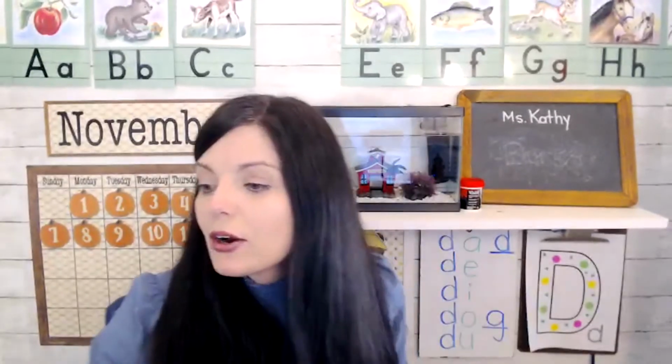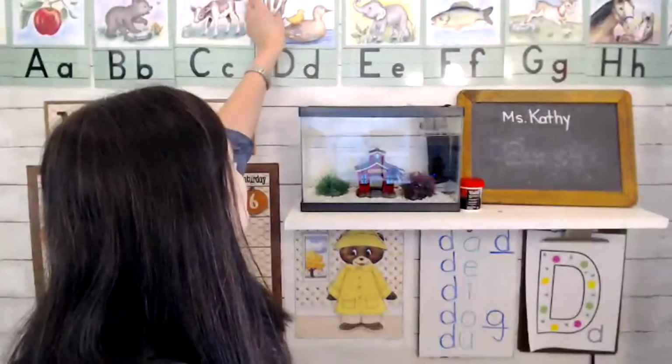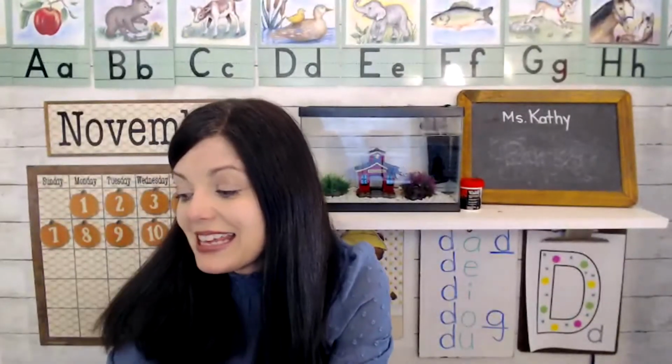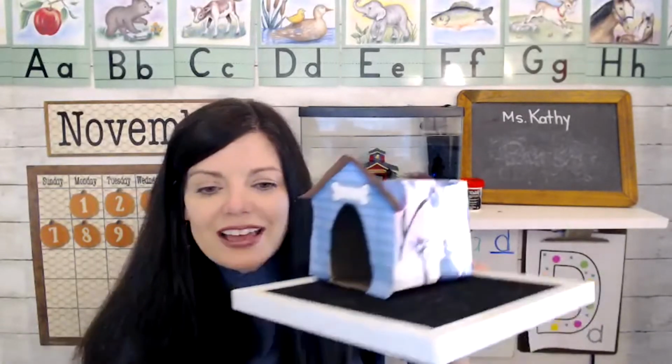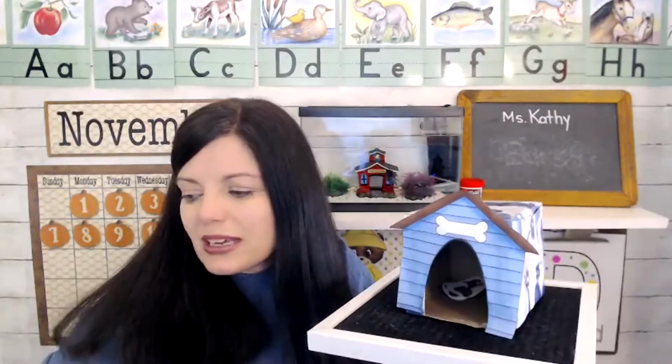And now we are going to do some math. And let me put our letter back. For math, I have a little surprise for you. I made this. It's a little dog house. And I'm going to show you how to make it too. So you can get this printable at my website. I'll put the link below.